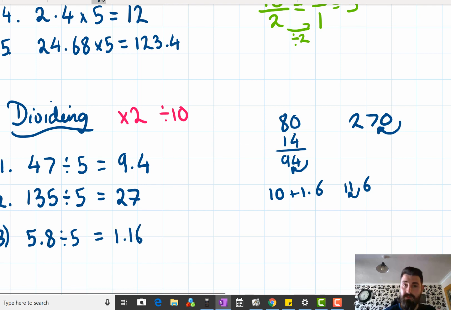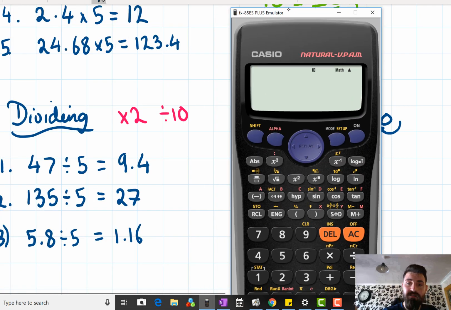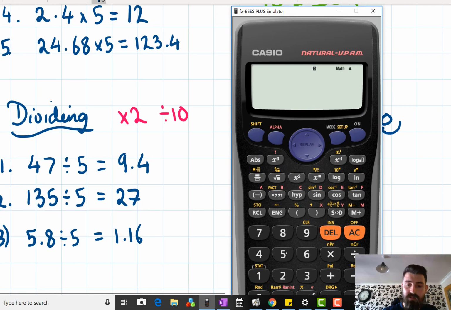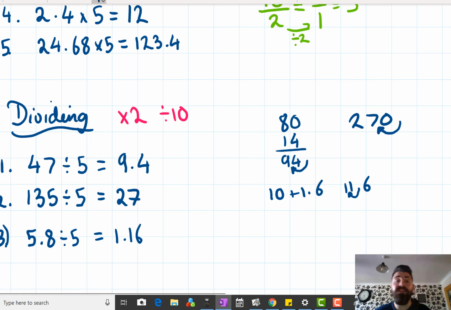1.16. Now, just to verify, if we pull up our calculator here, 5.8 divided by 5, 1.16. And now, I hope this has been useful for you.